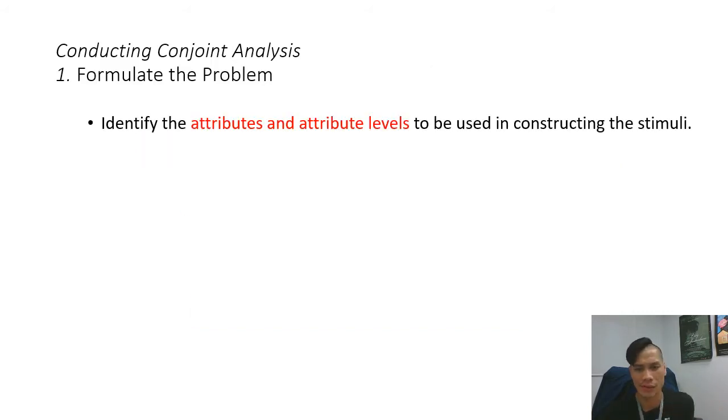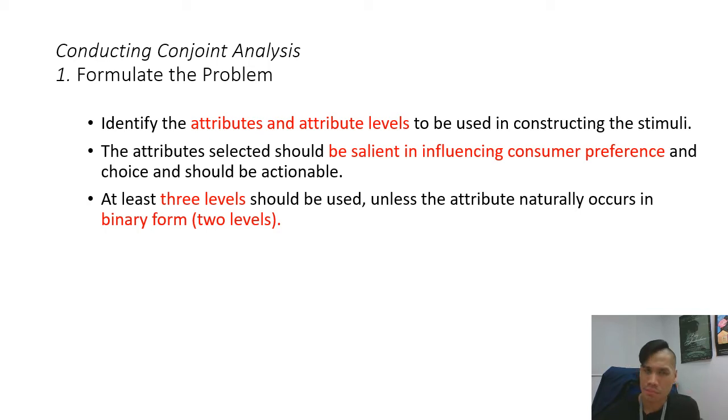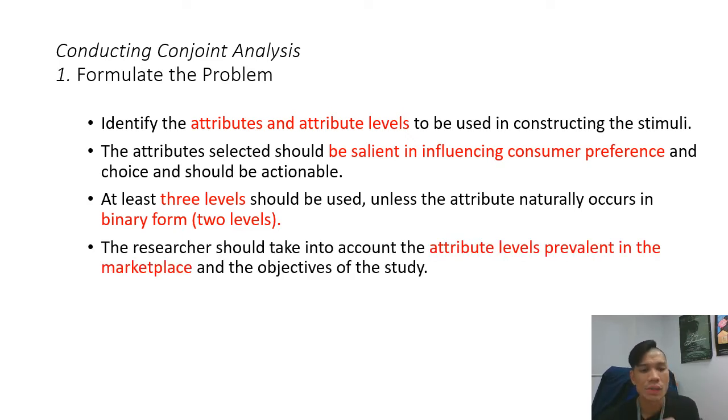Formulate the problem. So first off, what are my attributes and what are my attribute levels? Second, make sure that these attributes are salient in influencing consumer preference, and actionable, which means they can be done. Don't come up with something like you want black, you want white, and then you want metallic, but then you have no way of putting metallic in your color. It's always good to have at least 3 levels, unless the attribute is naturally occurring in a binary form, like black and white. And then take into account the attribute levels prevalent in the marketplace. Sometimes don't put in an attribute value that people generally find odd or don't like. Now that's going to complicate a lot of things.